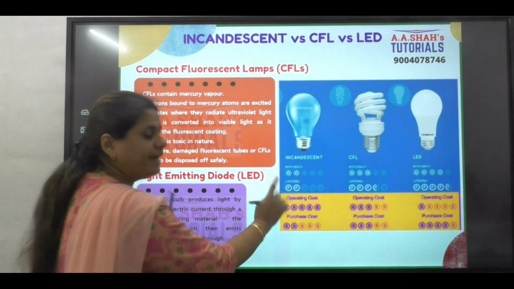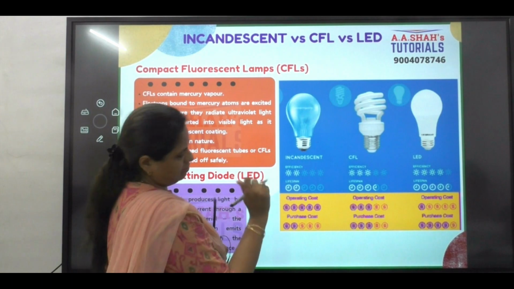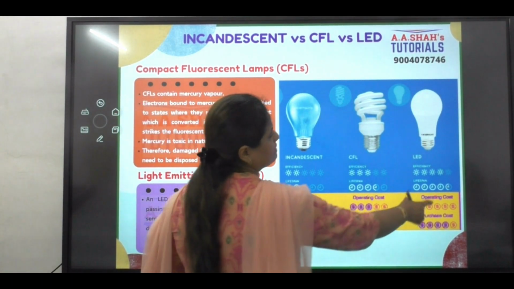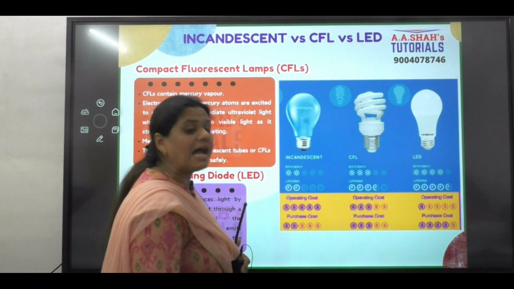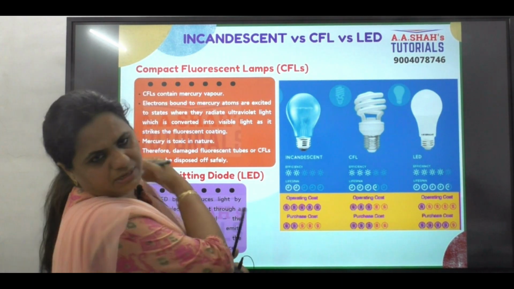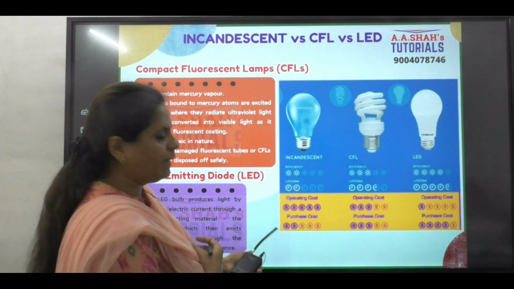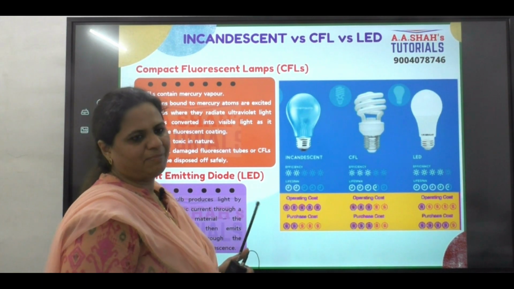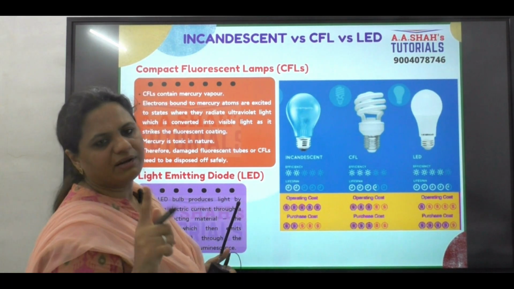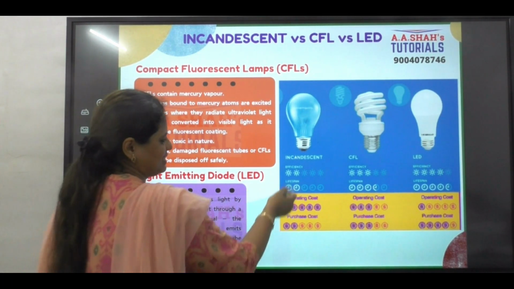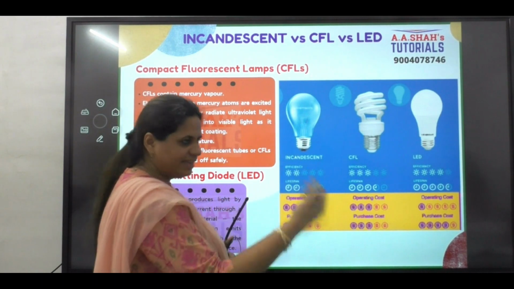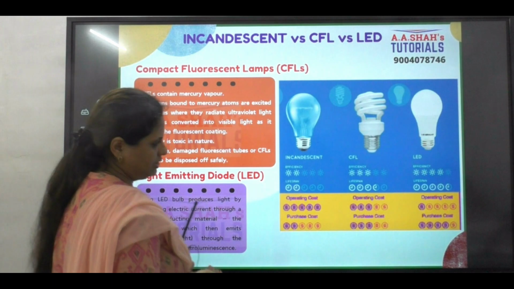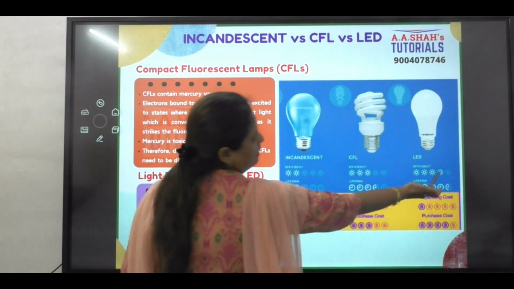But the operating cost is low. This will not last long, so operating cost will be high. This will last a little longer, but this will give you the best results. It will last a longer time, so operating cost here is low. Right? You will have to buy cheap ones again and again, and for the costlier one you spend only once. Here you will have to buy again and again. Here you buy once and it will work for a longer duration. So lifespan is high here.